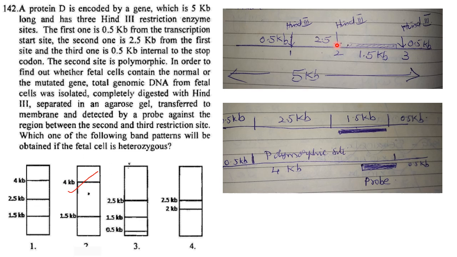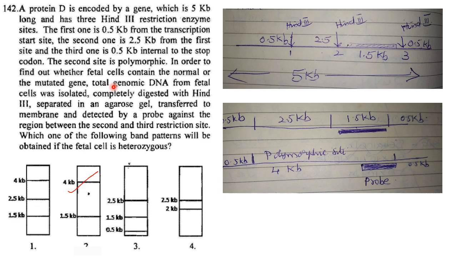genomic DNA from the fetal cell was isolated, completely digested with Hin3, separated in an agarose gel, transferred to membrane and detected by a probe against the region between the second and third restriction site. So you want to know whether the fetal cells contain the normal or the mutated gene. Mutated here means, because they have already told the second site is polymorphic, they want to know whether the second site is mutated.